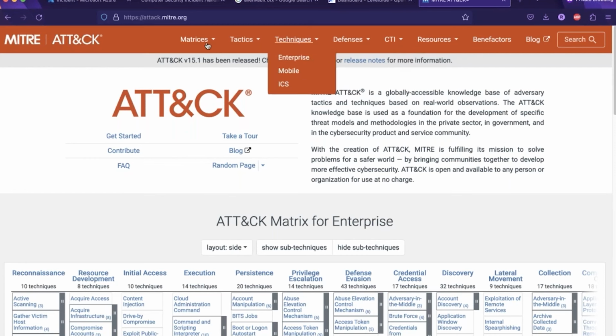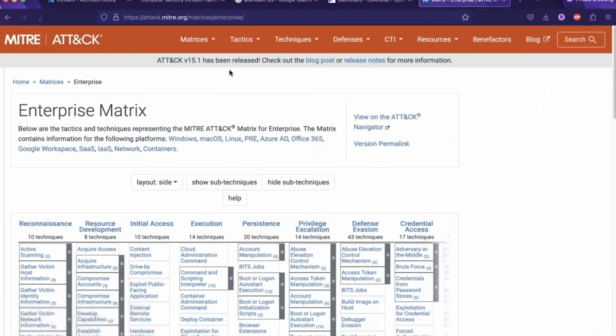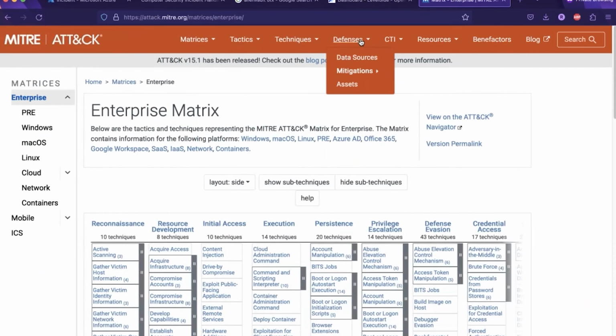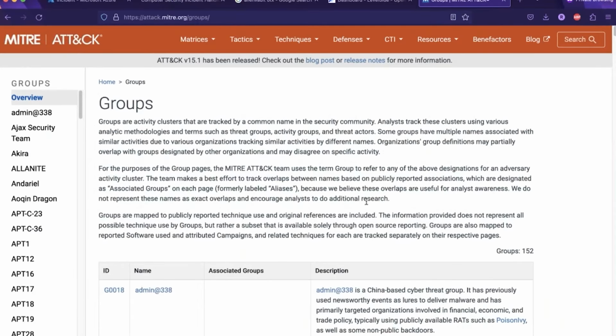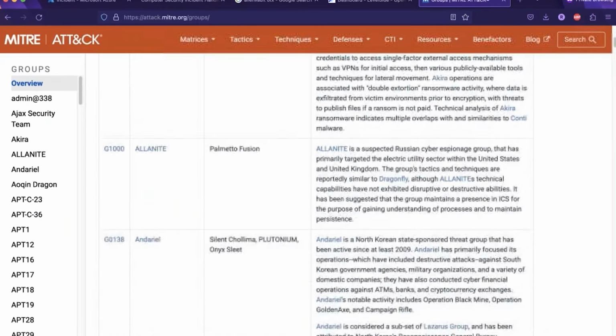For example, right now my threat hunting is going on based on some APT groups. So I will be looking at the enterprise matrix, which is used a lot of the time. You could look into those resources as well. I might look into the groups, who is doing the attack and how they are doing it. I will also go to CTI, threat intelligence, and pick some groups, and you will see there are a lot of groups listed.